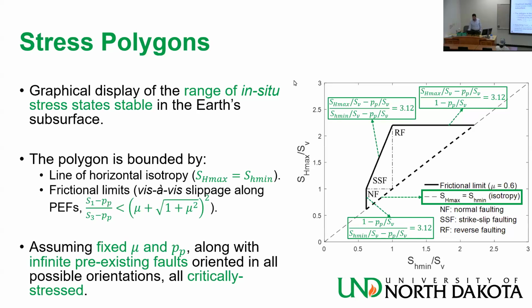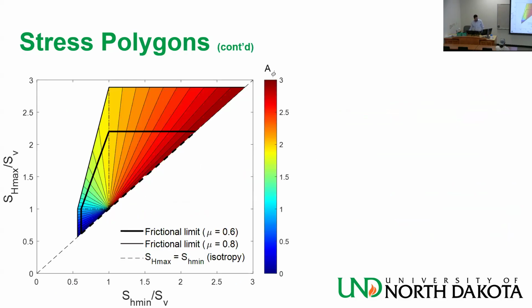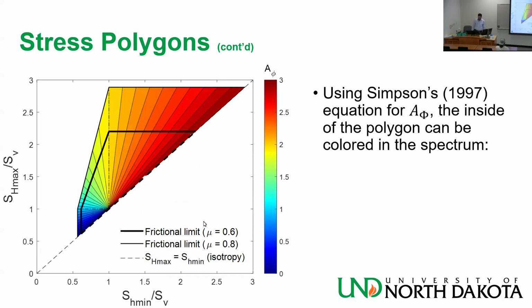Not terrible. And then, okay, you add the coloring of our very smart friend, Dr. Lundstern, and you basically include the Simpson's alpha phi magnitude. The higher the magnitude, the closer you are to reverse faulting. The lower the magnitude, the closer you are to normal. Okay, so that's the extremes.